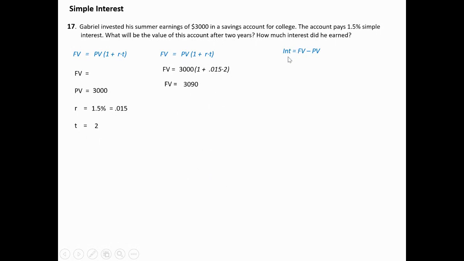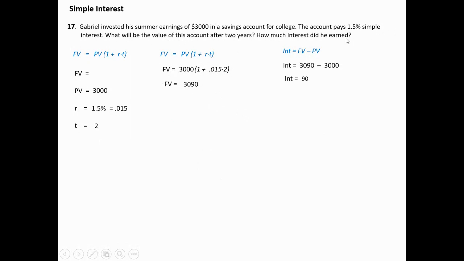So then how much interest did Gabriel earn? The interest will be my future value, which is what we just got, 3,090, minus what you invested, which was 3,000. So you made $90 in interest in 2 years. Okay, that's how you do these types of problems.